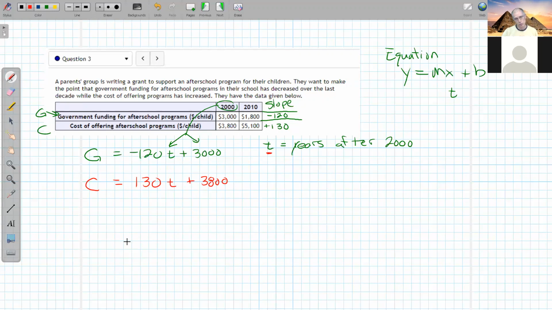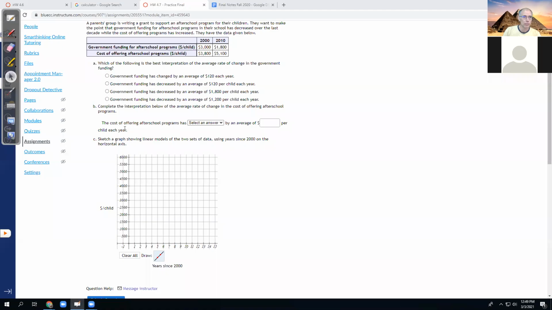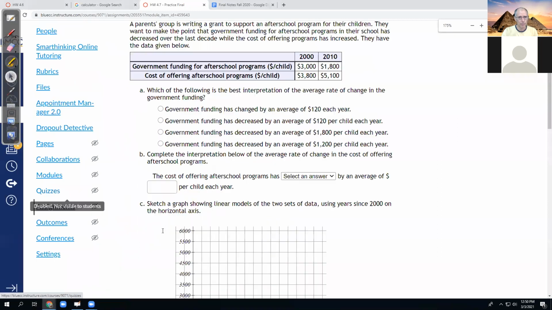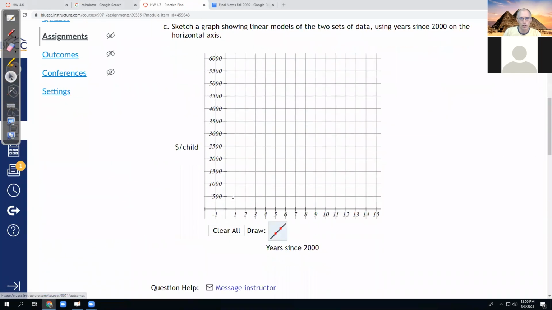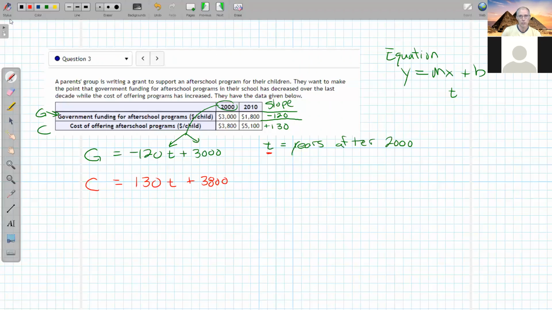So now I'm going to take those and graph them. So this one starts at 3,000 and drops by 120 per year. This one starts at 3,800 and rises by $130 per year. So for the government funding, and let me zoom in on this a little bit. What was that? T equals years after 2000? Yes. Thank you.